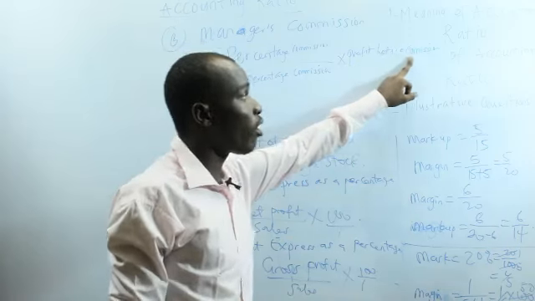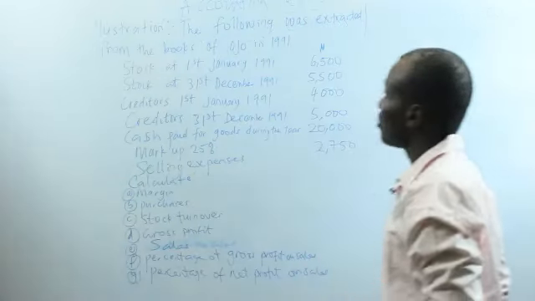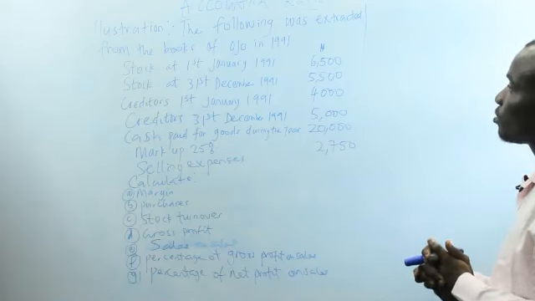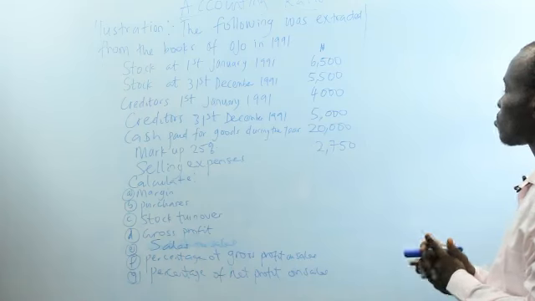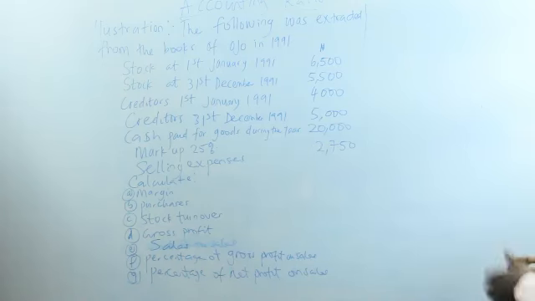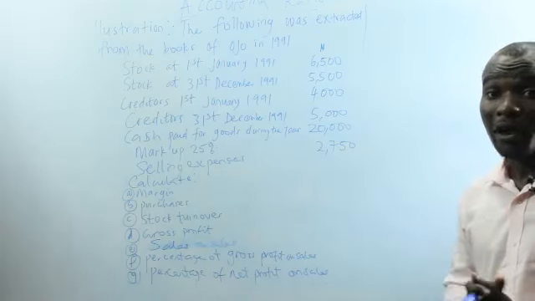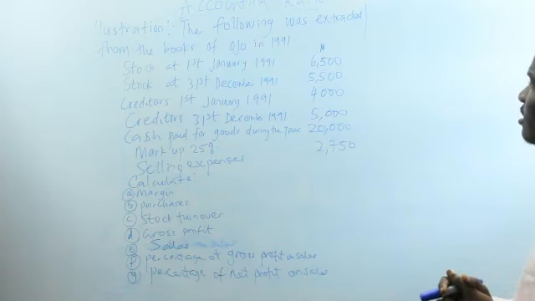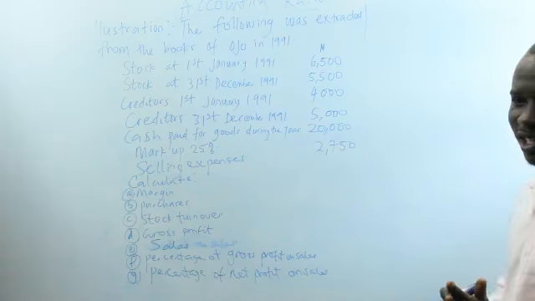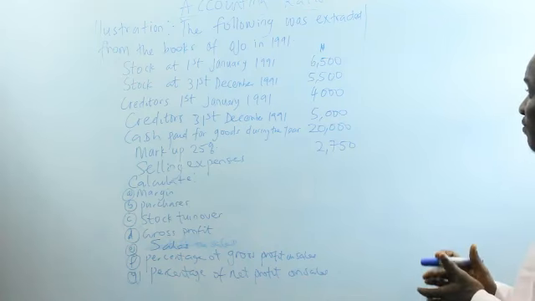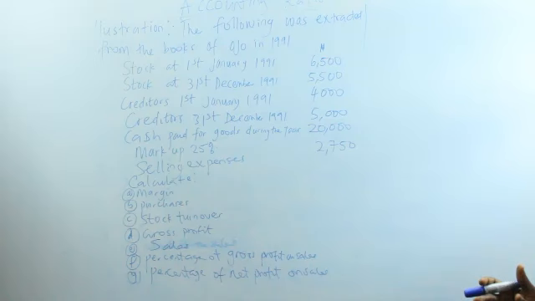So we have an illustration. The following was extracted from the books of Ojo in 1991. Stock at 1st January 1991, we have 6,500. Stock at 31st December 1991, which is the closing stock, we have 5,500. Creditors at 1st January 1991, we have 4,000. Creditors at 31st December 1991, 5,000. Cash paid for goods during the year, we have 20,000 naira.